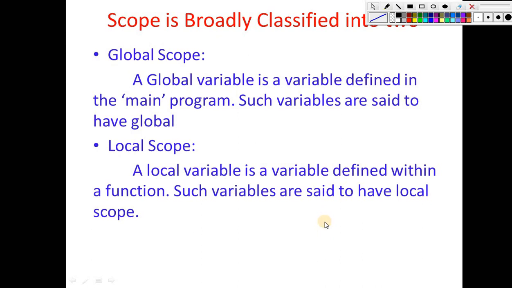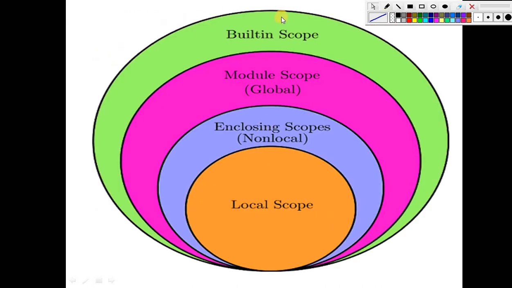This is actually the 4 different scopes. The broad classification is global and local, but there are 2 more, which are called the built-in scope and the non-local scope. We'll understand this better in this class.